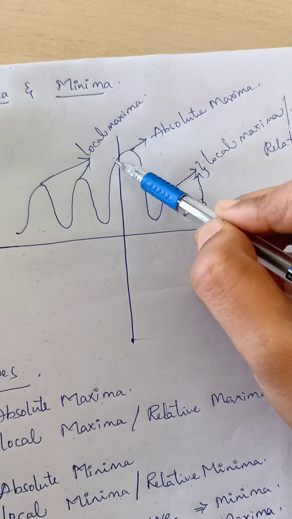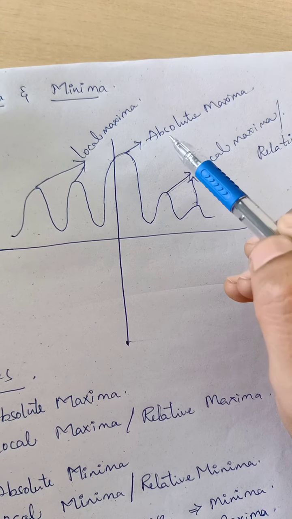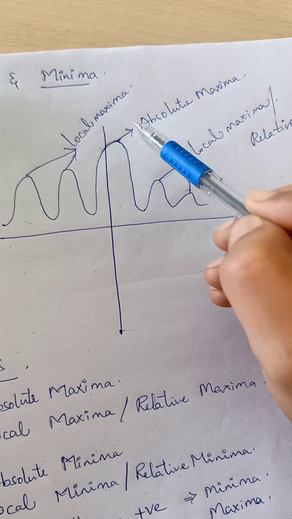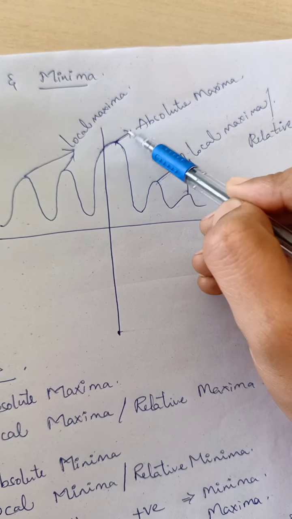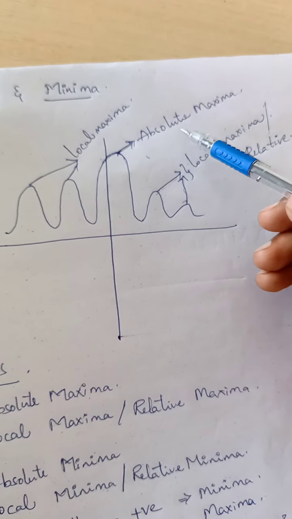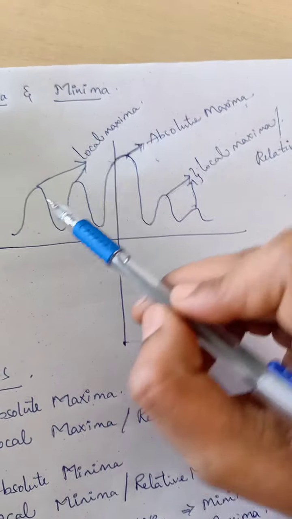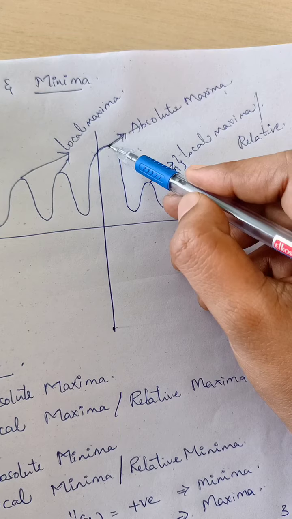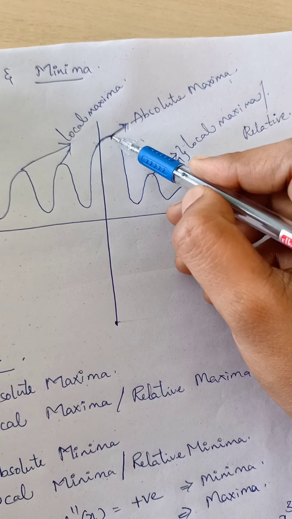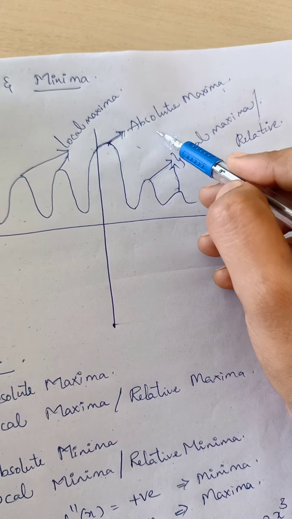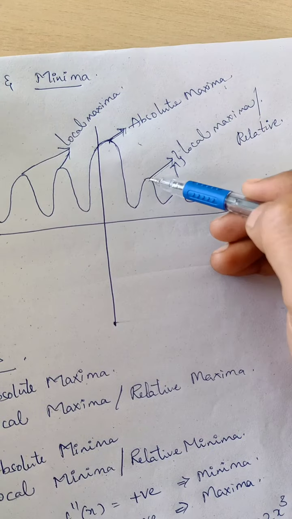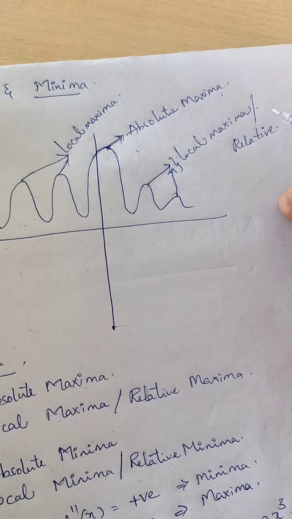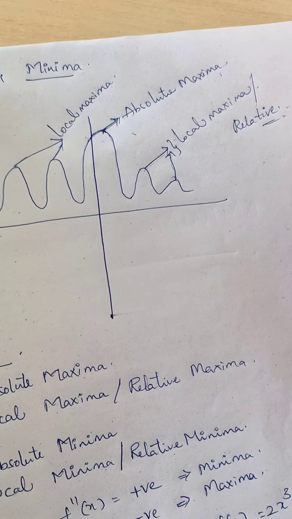Here, the highest rising curve, the maximum rising peak, should be called the absolute maxima. We can compare these curves. This is the highest rising curve, so this will be called the absolute maxima. The remaining rising curves are known as local maxima. Local maxima is also known as relative maxima.